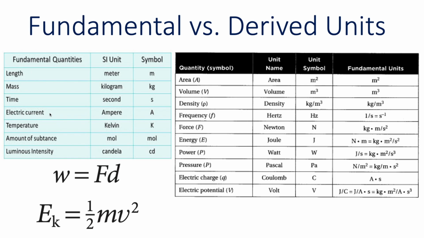Note that there's a column of fundamental units for the derived units, and that shows us what these derived units are made up of. Just looking at one of the simplest ones, area, we see that the fundamental units are meters squared. So you could say, okay, that's made up of one type of unit. Yes, but it's meters times meters. It's not just a single length, right? It's a length times a length. That's meters squared.